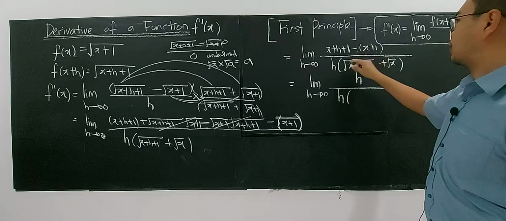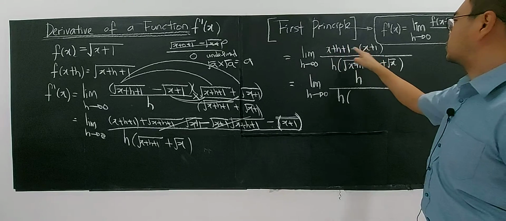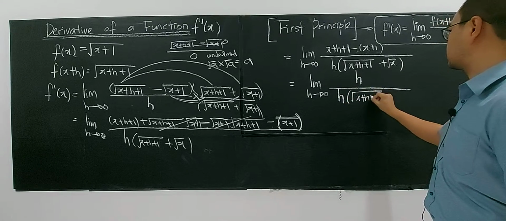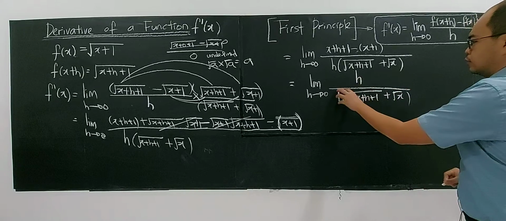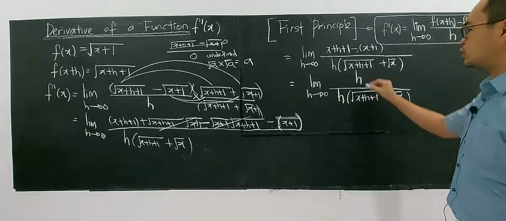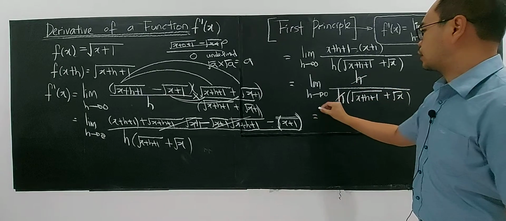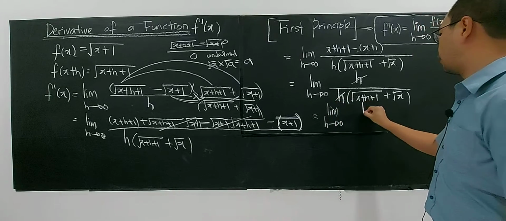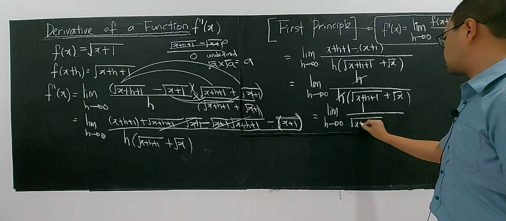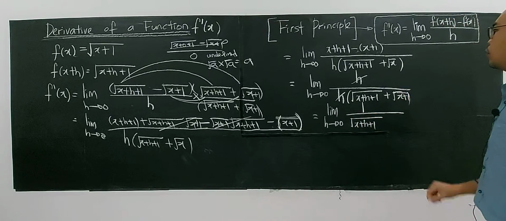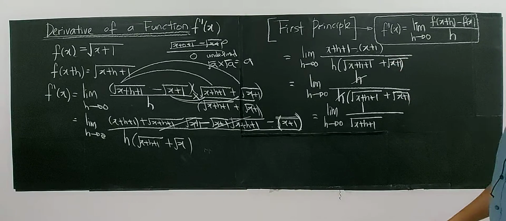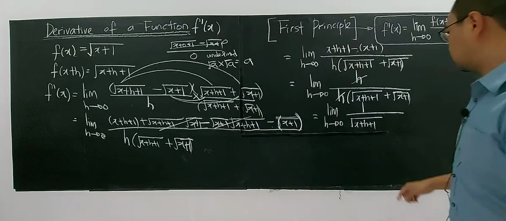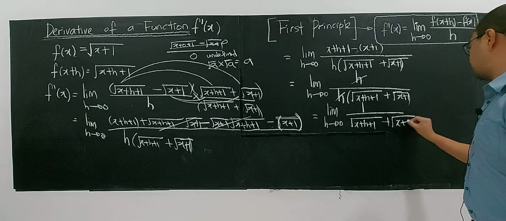So you have h on top here, and you have h in the denominator here. So this is the factor for the denominator and the factor for the numerator. So these two can be cancelled out, which you are getting the limit of h approaching 0 of 1 over square root of x plus h plus 1 plus square root of x plus 1. Sorry, it should be square root of x plus 1 here.